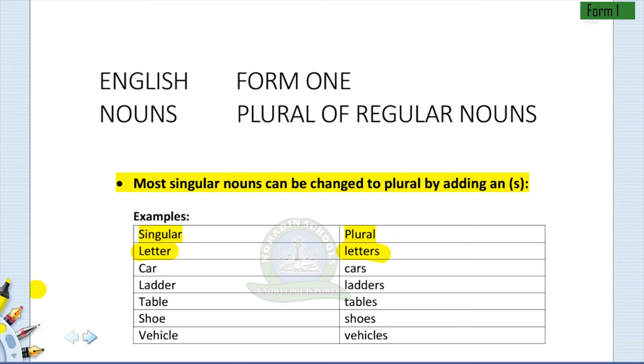Car, cars, we add only s to form the plurals. Ladder, ladders, we add only an s. Table, tables, we add only s. Shoe, shoes, the same, we add only s. Vehicle, vehicles, we add only s.